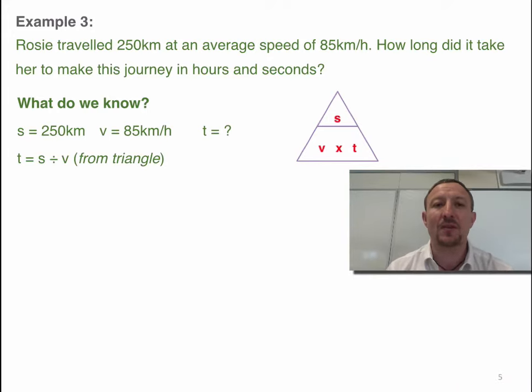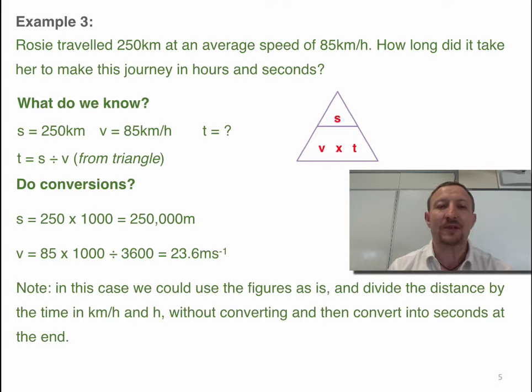So the next thing we need to do, we notice that everything's in kilometres and hours, so we've got to convert into metres per second. So we do our conversion. The distance basically is 250 kilometres. We know there's 1,000 metres in a kilometre, so it's 250 times 1,000, which is 250,000 metres. We know that 85 kilometres is 85,000 metres, and we know that there is 3,600 seconds in an hour. So we do 85 times 1,000 divided by 3,600. So I end up with 23.6 metres per second.